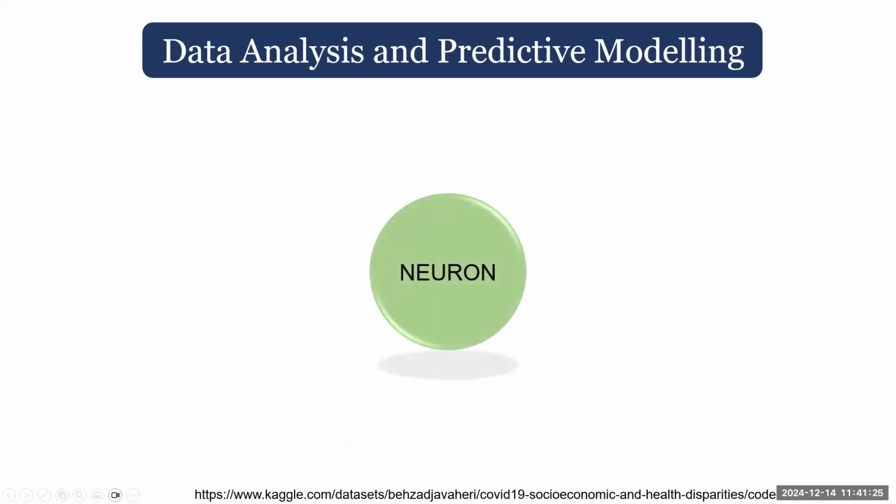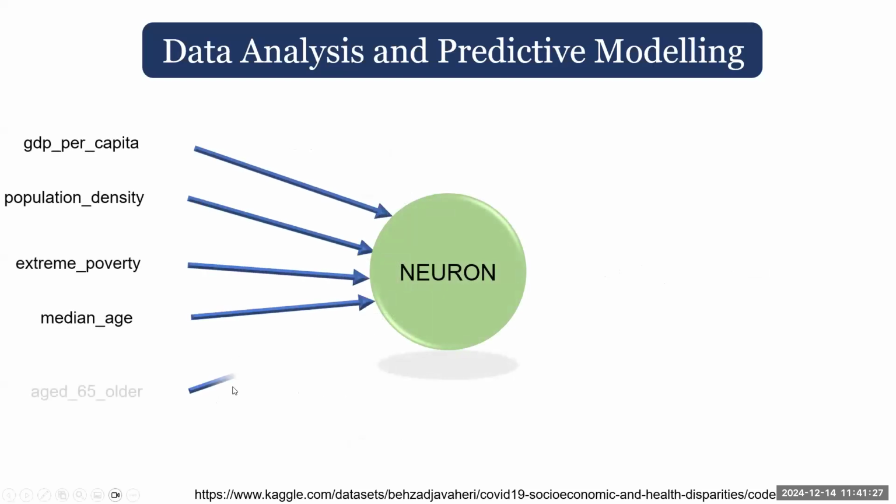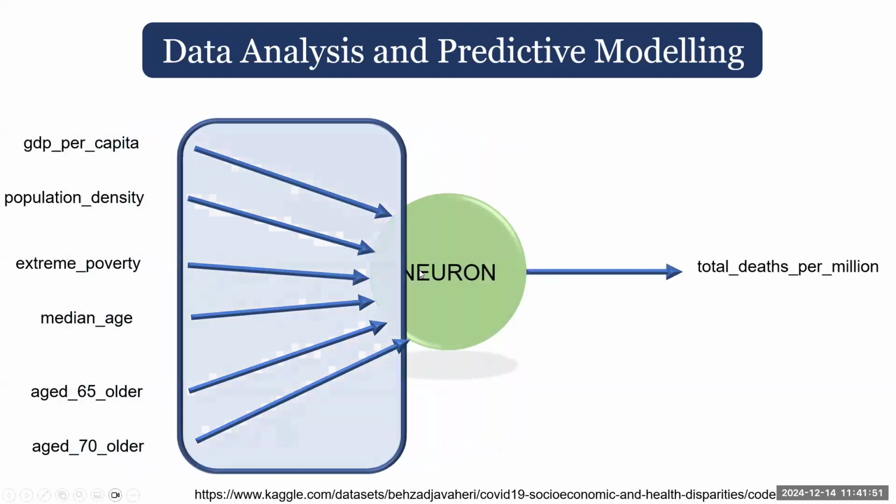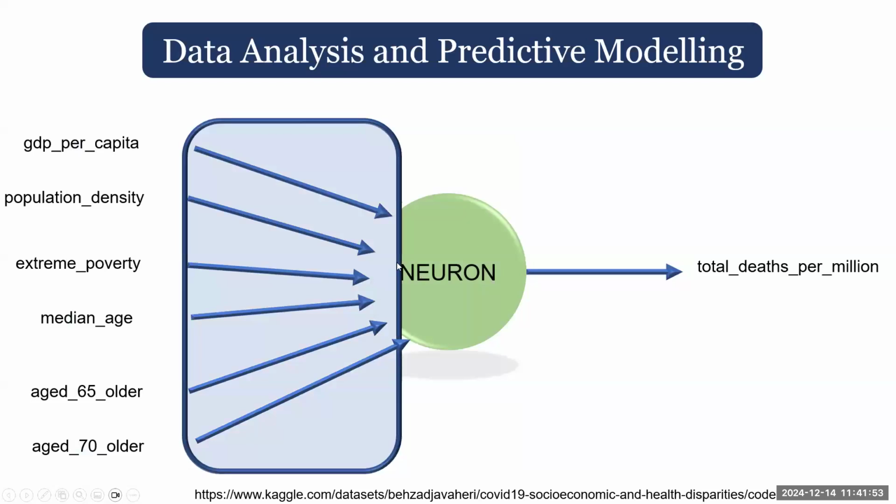If you go back to the neuron, we have 6 arrows coming to this neuron, and you get one output, that is total deaths per million. But we want to understand what exactly is happening inside this block. It's not just that all inputs come in and you get one output. There is some operation happening inside this block, and that is what we want to understand. The important parts are these connections, these lines that you see.